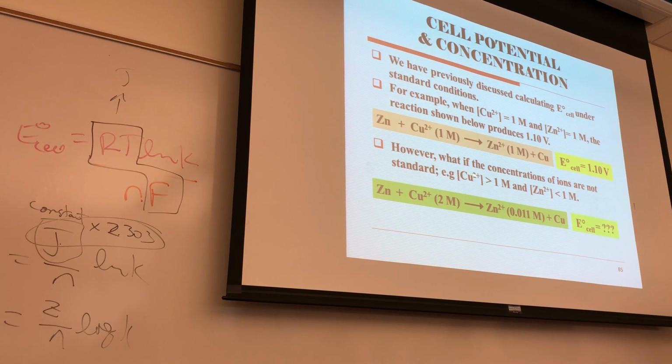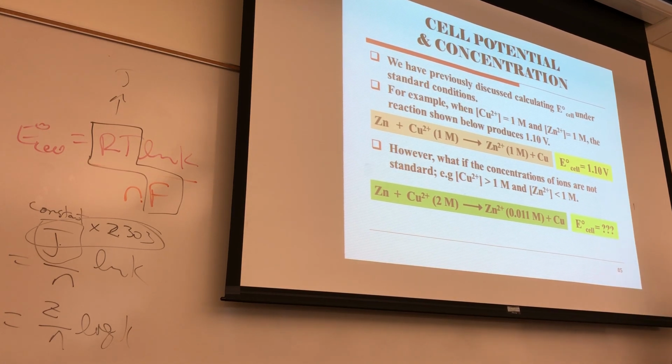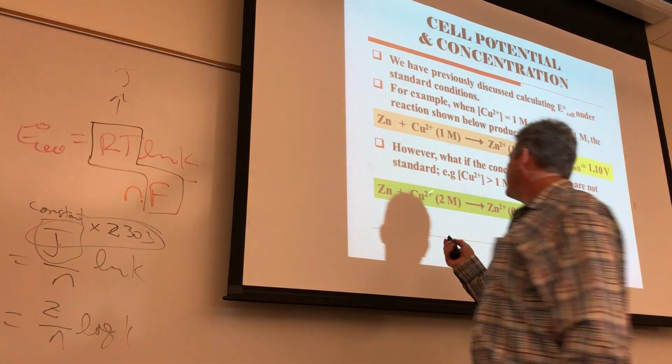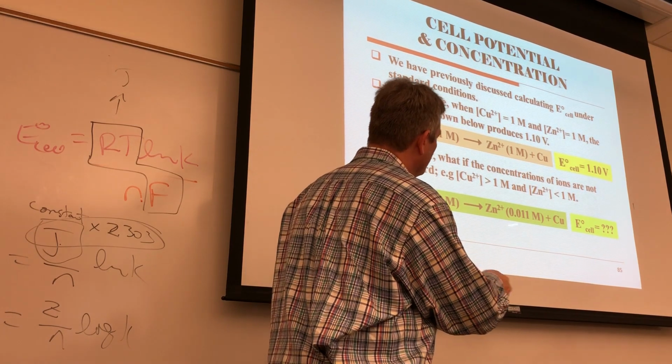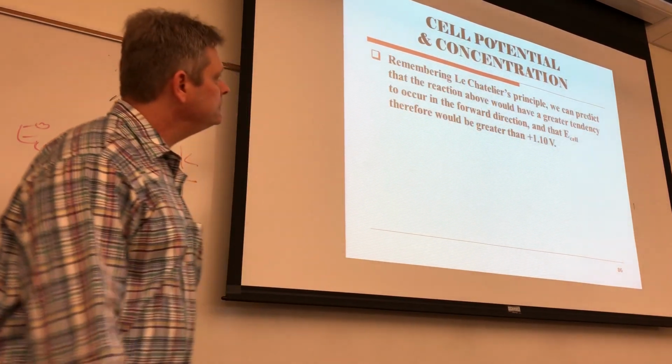But what if I change those concentrations and made them non-standard state? Then I want to know what is the E of the cell. And that's all they're doing here. In this particular case, they're putting 2 molar and 0.011 molar. That's all that is.